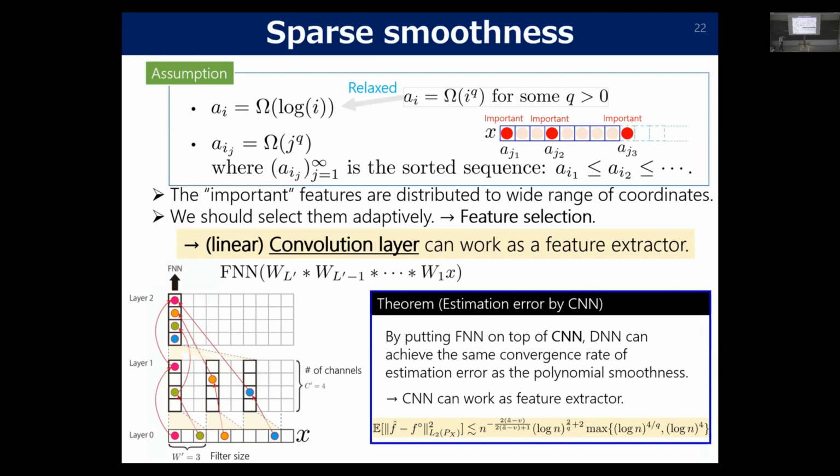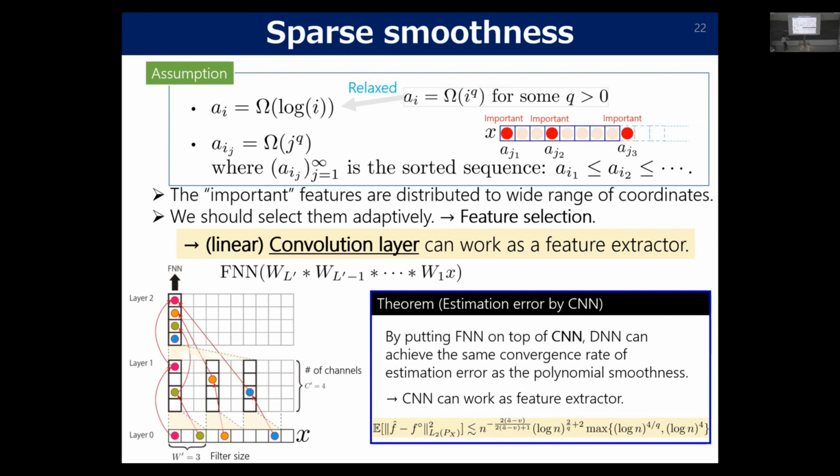Finally, in the previous slide, I assumed that AI is monotonically increasing, but we want to relax that. For that purpose, the assumption is relaxed. AI is lower bounded by log I, but as long as it is lower bounded by log I, it can go up and down. If you sort AI in increasing order, then the J-th smallest AI is lower bounded by J to the power of Q. So this is an assumption. Maybe AJ1 is the smallest AI, and this is the second smallest AI, and this is the third smallest AI. But they are not ordered, and can be spread out over a wide range.